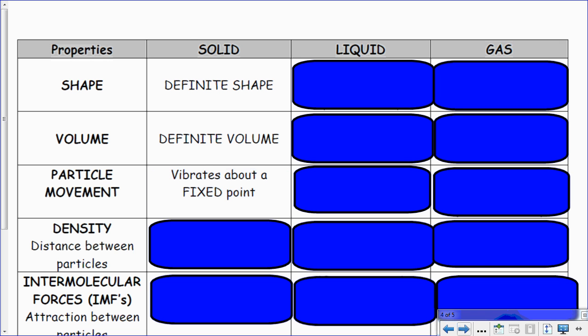So if you think of a bunch of army soldiers standing in a row, they would represent kind of a solid, because each one might be breathing in and out, but they're not moving side to side, front to back, left to right. Density.